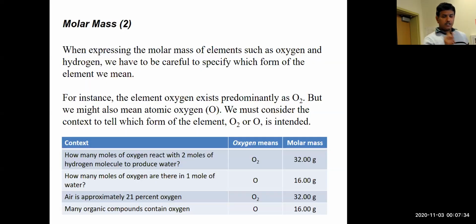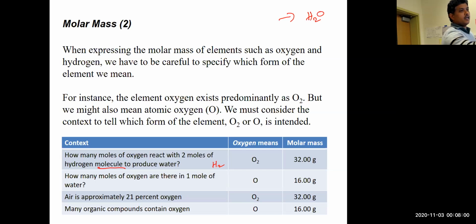I made a little change to that question, so it is technically more correct. Let's look at the question again. The question says, how many moles of oxygen react with 2 moles of hydrogen molecules? I added the word molecules because a hydrogen molecule is H2. So we already know that water is H2O.